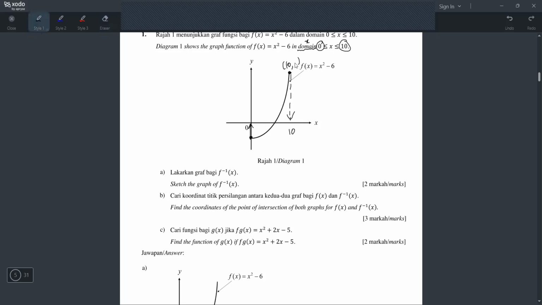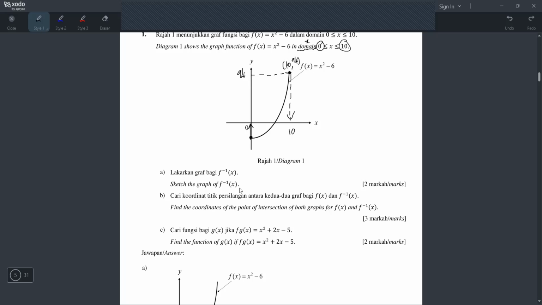Alright, let's find out the y coordinate here, even though they never asked me. So just put the 10 inside this equation. 10 squared will be 100, 100 minus 6 is 94. It means y equals 94. It means if I draw a line here, this will be 94. It means this point is (10, 94).